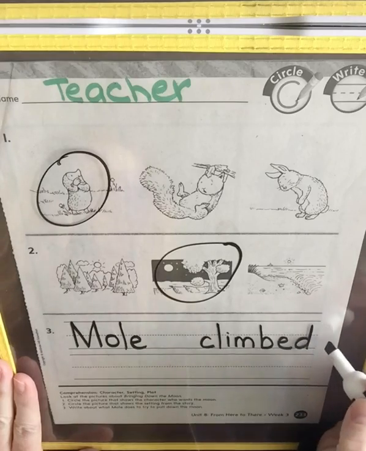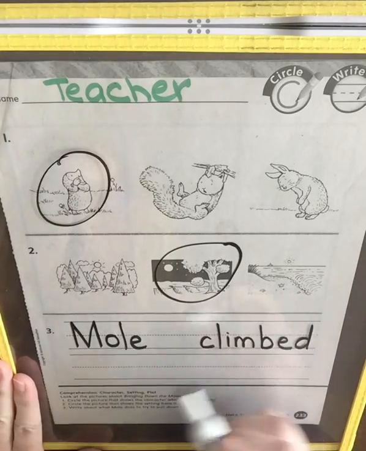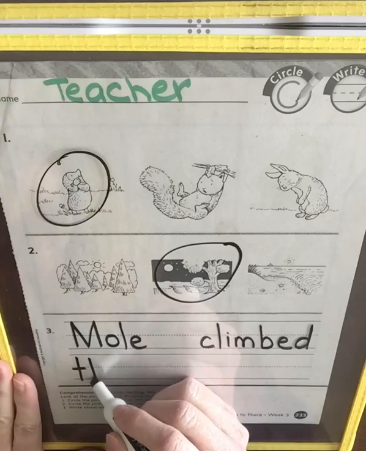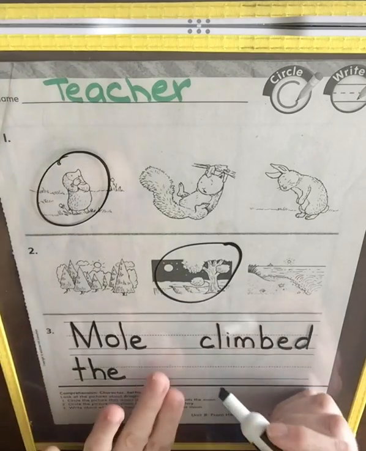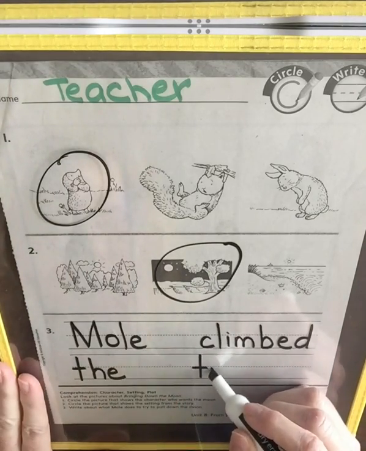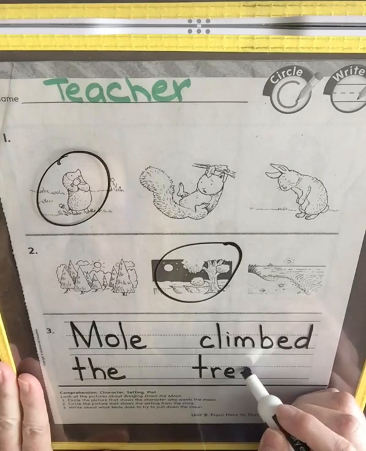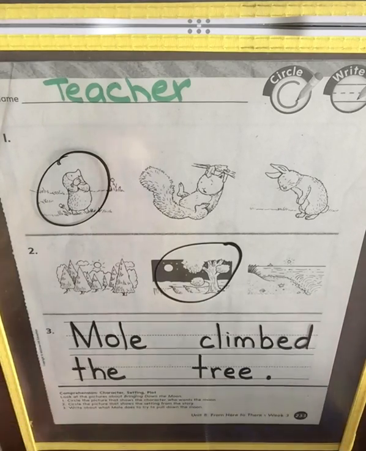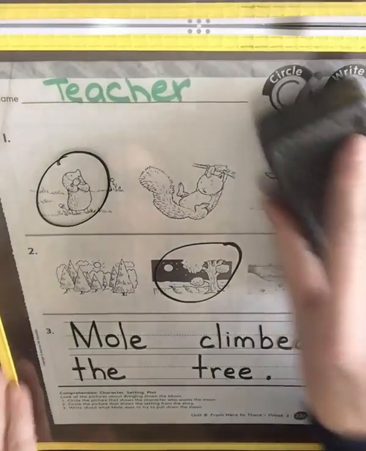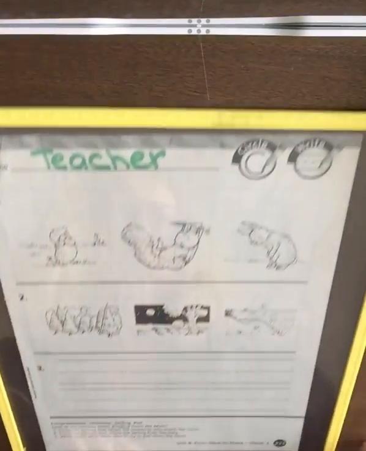And I'm out of room on this line, so I'll come to the next one. Mole climbed the, and then 2-finger space, tree. You can copy my answer, or if you have a different answer, you can do that as well. Don't forget your period at the end of the sentence. Let's turn the page.